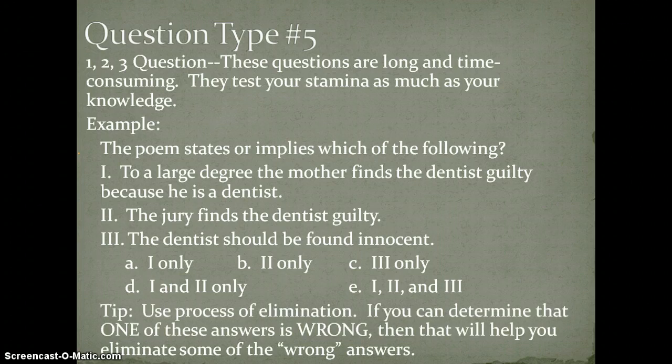If you can determine that one of these answers is wrong, then that will help you eliminate some of the wrong answers. For example, if I think number 2, the jury finds the dentist guilty, is absolutely wrong, I can cross out B, D, and E. That leaves me 2 to choose from, and that'll quicken your response to this question.